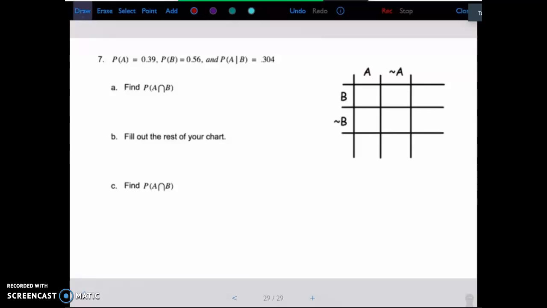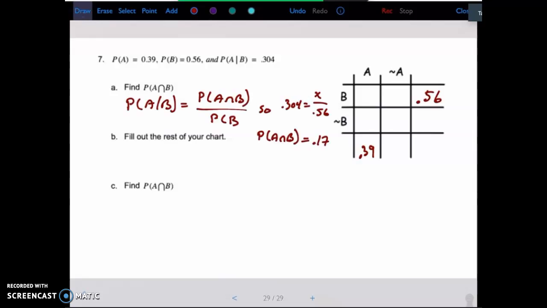All right, the last one, I'll just have to post the answer. Give me a second. Boom. Boom, there's the rest of the chart. And then finally, the intersection of A and B is going to be 0.17.